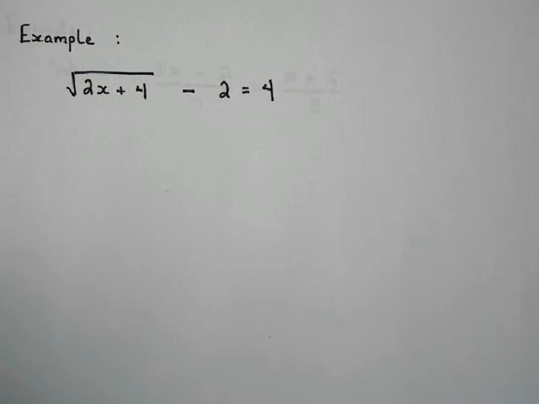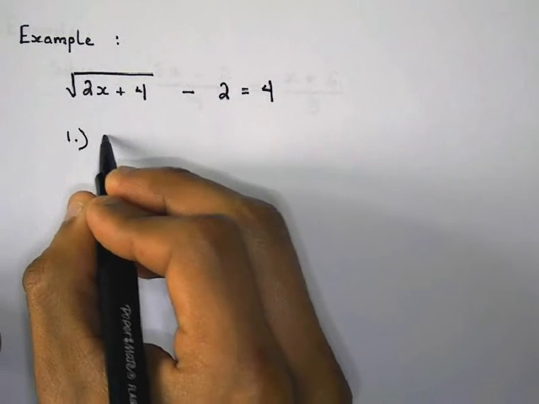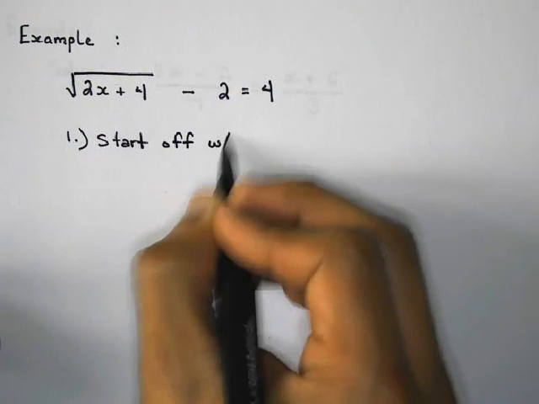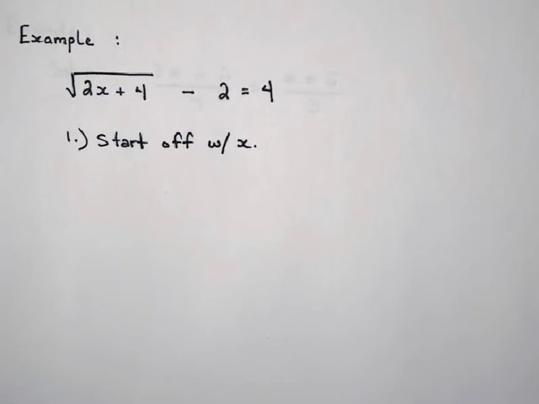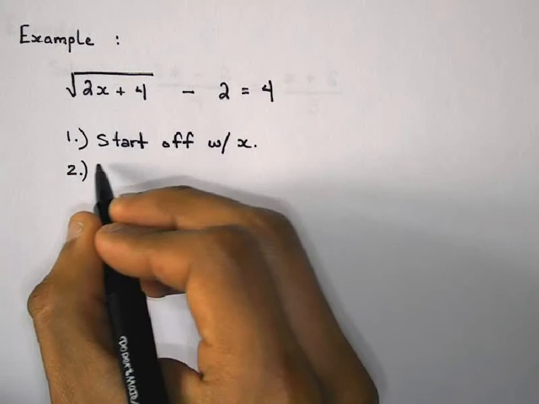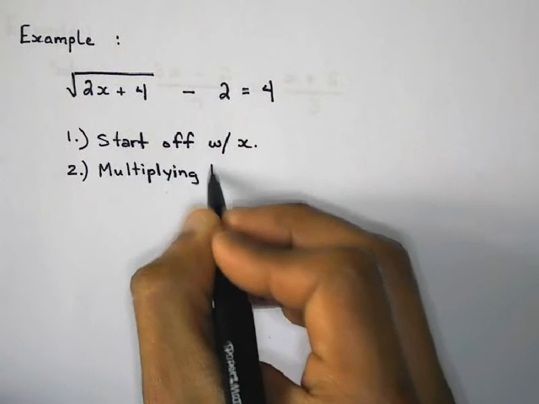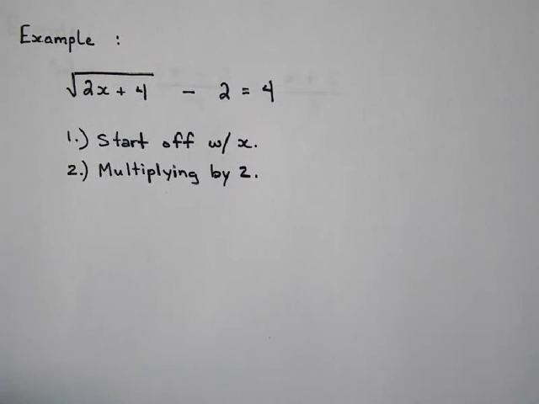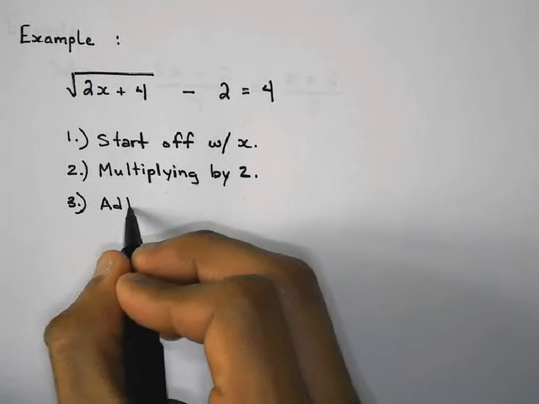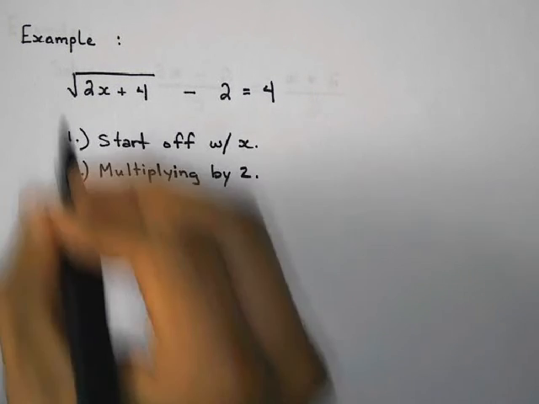So again, I'm going to write out what's happening. So let's see. We start off with x, and we ask ourselves, well, what's happening to x? Well, if you start off with x, it looks like we're multiplying by 2. Then what happens after we multiply by 2? We add 4. So that's the third thing. So we add 4. And then after we add 4, it looks like we take the square root.